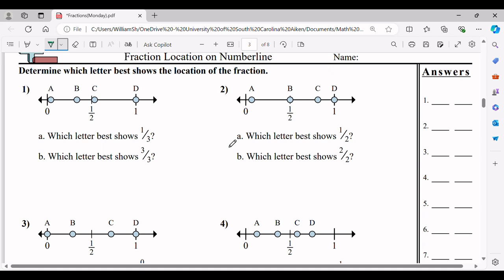Alright, which letter best shows 1/3? Okay. What it shows you here is letters A, B, C, and D, and it does that for each one of the questions. We want to best pick out where 1/3 might be. So we have to mentally know where 1/3 is in comparison to 0, 1/2, and 1. Now, is 1/3 bigger than 1/2 or smaller than 1/2 is one of the questions you have to ask yourself, and this really throws people for a loop.